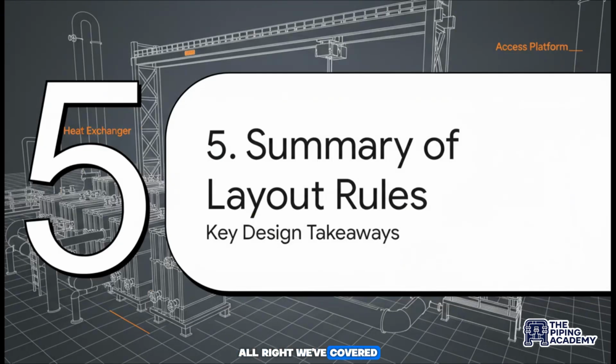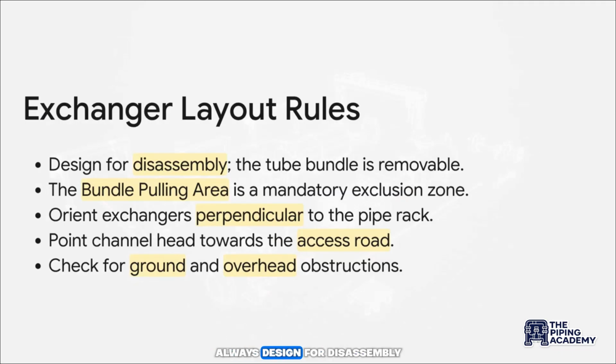All right, we've covered a lot of detail here. Let's go ahead and summarize all these rules for heat exchanger layout into a really clear set of takeaways for your design practice. First, always design for disassembly. That tube bundle is a removable component, period. Second, the bundle pulling area is a mandatory non-negotiable exclusion zone. Third, orient your exchangers perpendicular to the pipe rack and make sure the channel head is facing the access road. And finally, you have to check for obstructions in 3 places: on the ground, within the davit swing radius, and directly overhead.